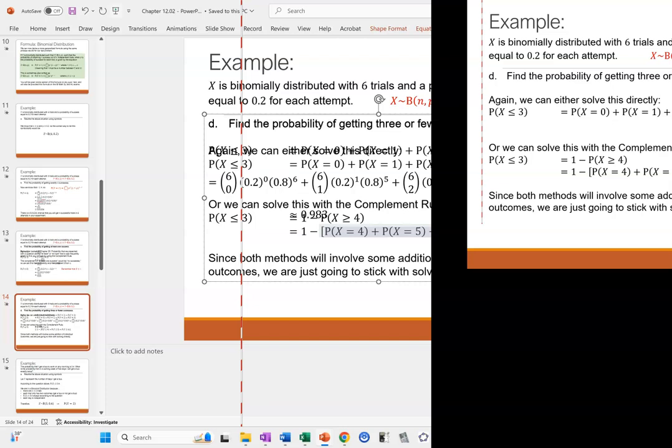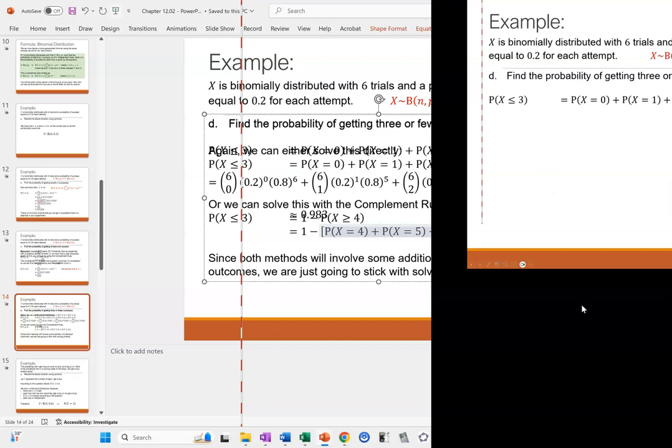So apparently in the PowerPoint I said we're going to just stick with doing this directly. I would have still done it with the complement because instead of 4 probabilities calculated, I only have to calculate 3. But apparently I wasn't thinking when I wrote this. So we need to calculate these 4 probabilities. Again, I'm just using that binomial formula. That's what I'm typing into my calculator, and that's what I'm getting.